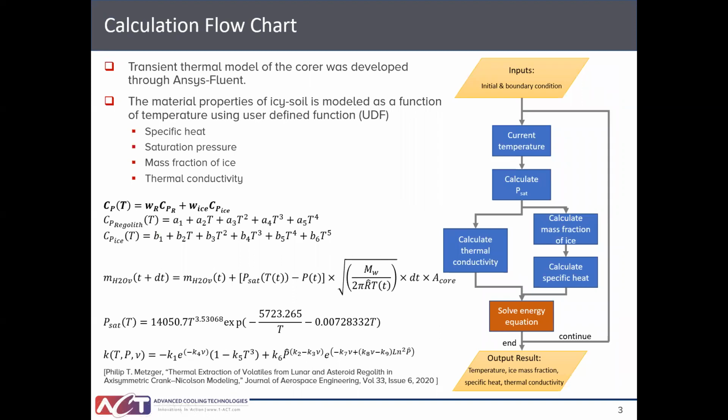The transient thermal model of the corer was developed using ANSYS Fluent, where the material properties of the icy soil are modeled as a function of temperature using user-defined functions, including specific heat, saturation pressure, mass fraction of ice, and thermal conductivity. The equations of the properties are listed here. First, we take the temperature from Fluent to calculate the saturation pressure, and then thermal conductivity, mass fraction, and specific heat. Then we use the new values of the properties to solve the energy equations for the temperature in the next time step.